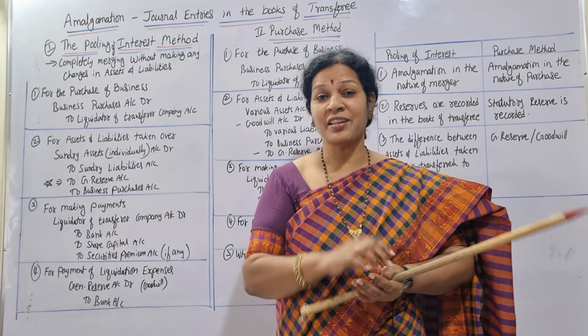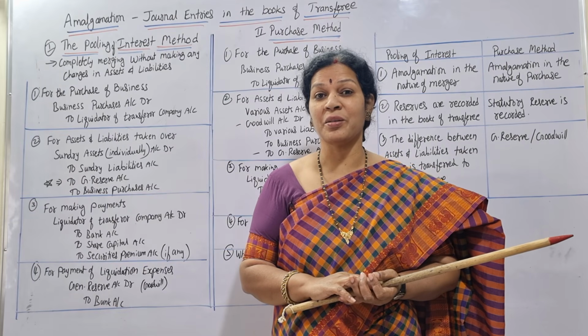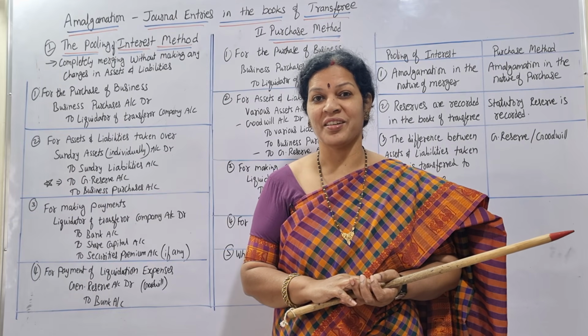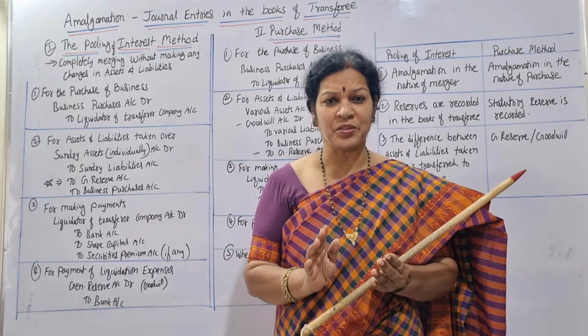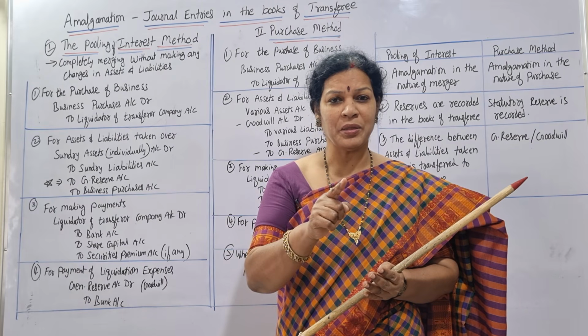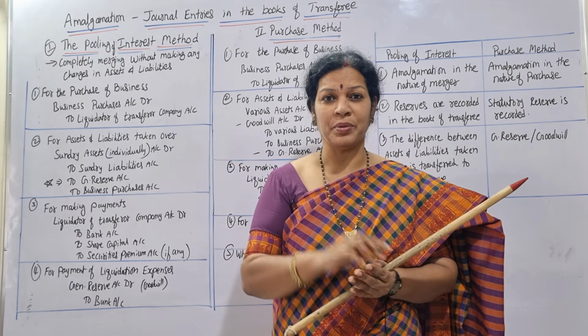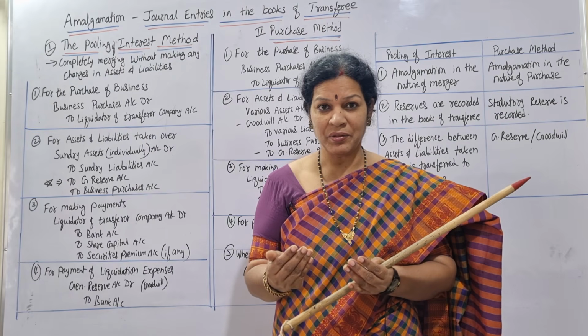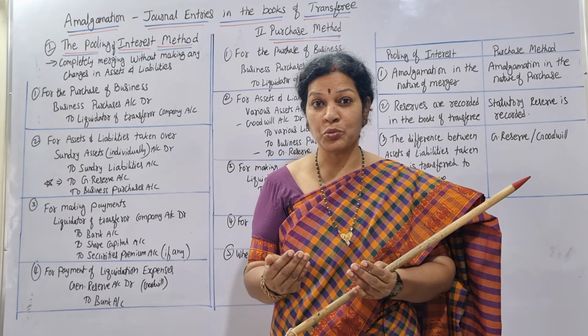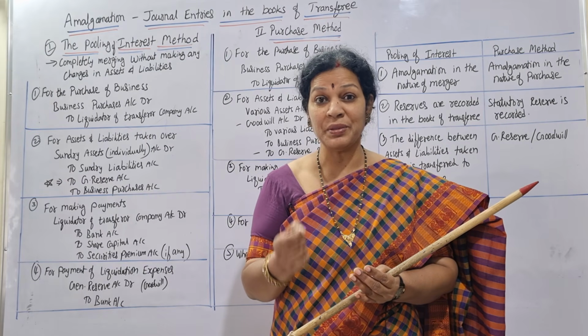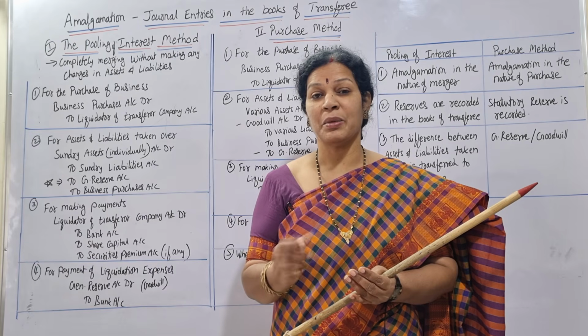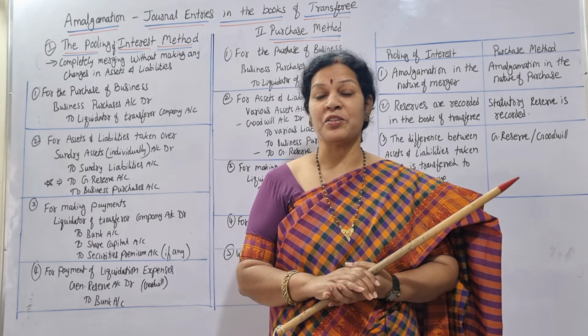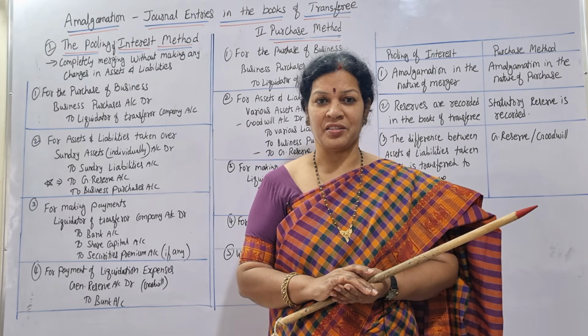Amalgamation. In the last class we have seen how to write the journal entries in the books of transferor. Today we'll see transferee. Transferor means who is selling, the company, vendor. Transferee means the person who is purchasing, the company which is purchasing. In the books of transferee, how to write the journal entries.